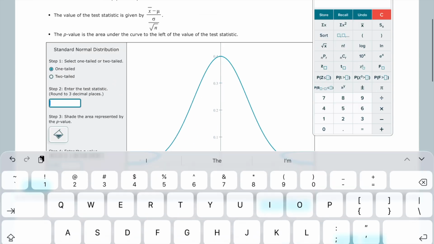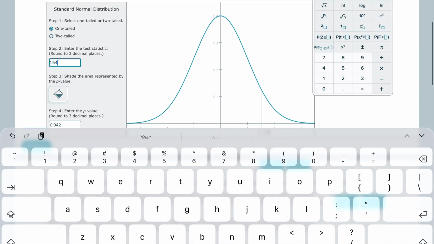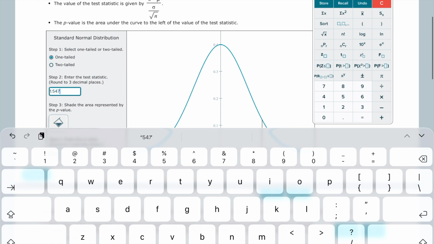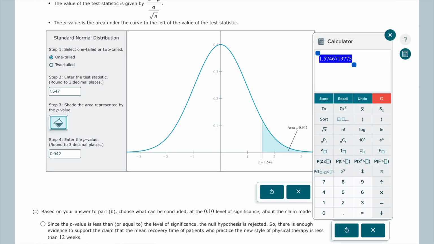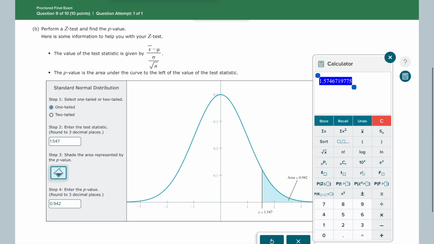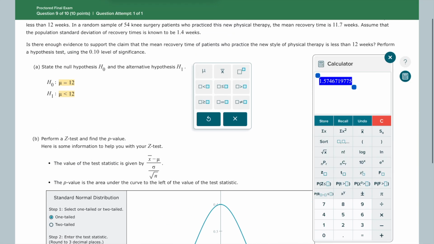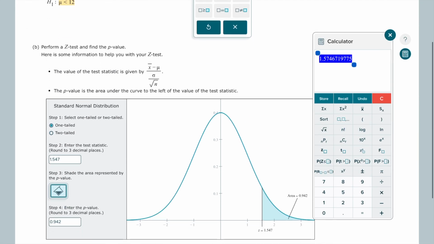So my test statistic is 1.547. We're going to shade this side. That p-value looks way too big, huh? This is why we do this. What's wrong? Because it's negative. It is negative, so I shaded the wrong side. How about that? That looks better. That looks like 94%.